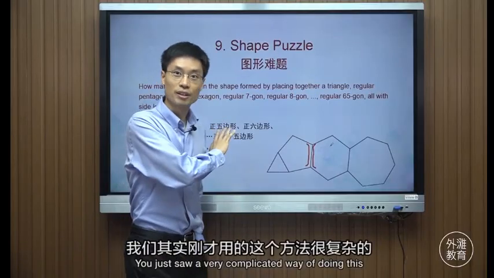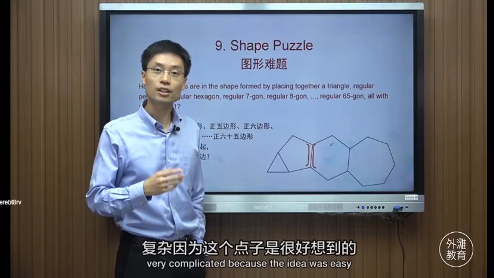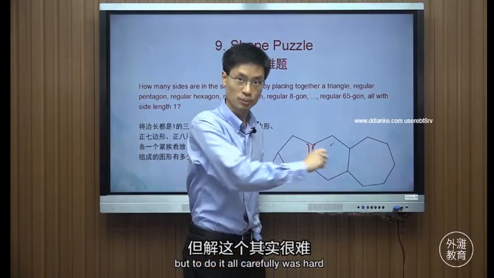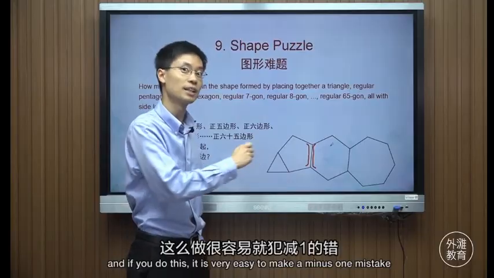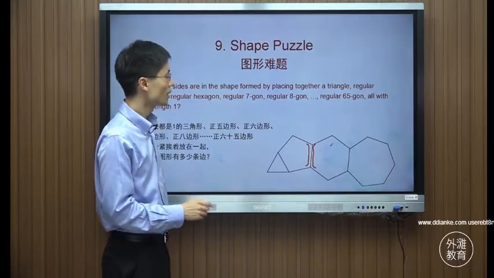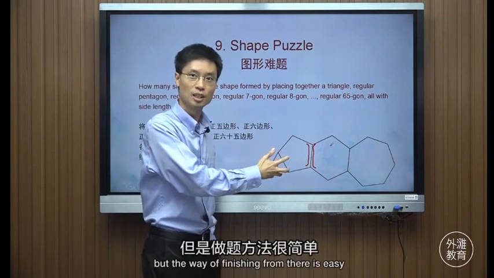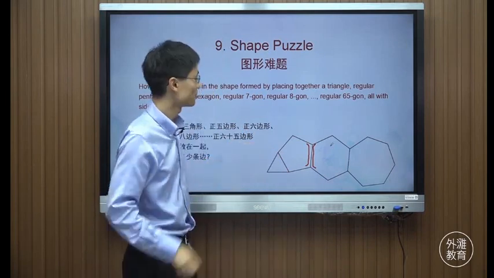You just saw a very complicated way of doing this. Very complicated because the idea was easy, but to do it all carefully was hard. And if you do this, it's very easy to make a minus 1 mistake. Here's another way to do it, where the way of thinking of the method is hard, but the way of finishing from there is easy.